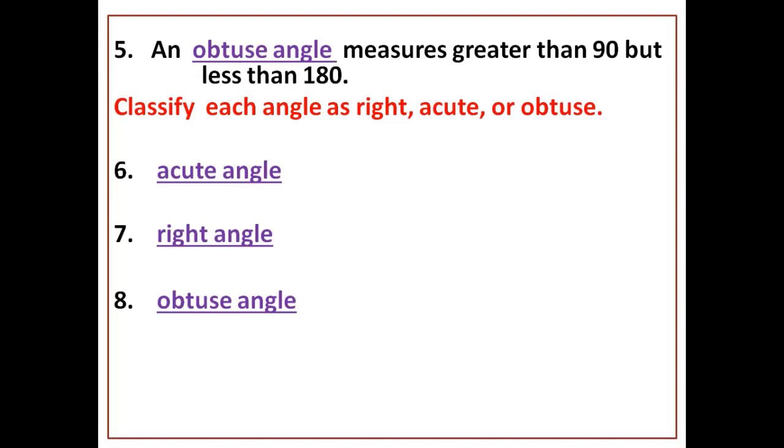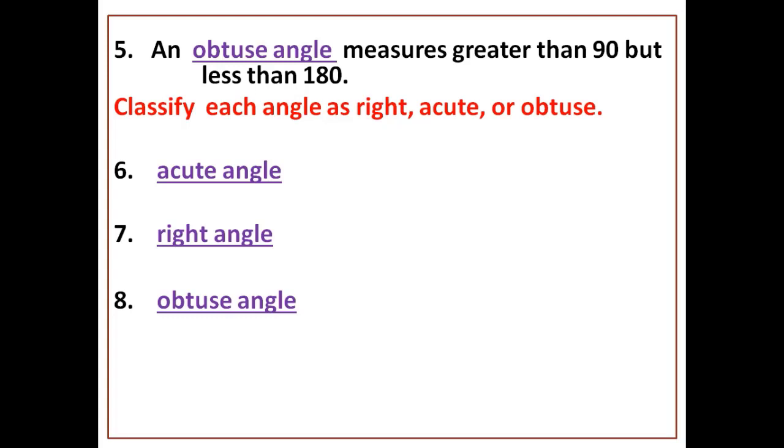Now concept check. Classify each angle as right, acute or obtuse. 3 angles are given and the 3 options are there. We will see the angles and select the correct answer from above 3 options.